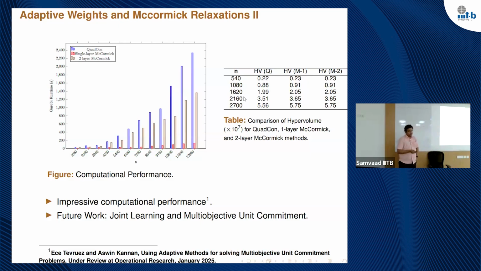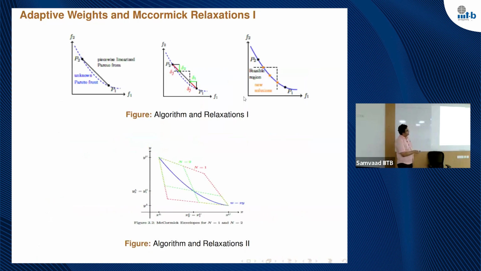There is some theory here, but I'm not focusing on it. The theory just says that at the end of the day, when you increase the strength of your McCormick relaxations, you get really close to the original solutions. We have some theory, but I'm not focusing on that.